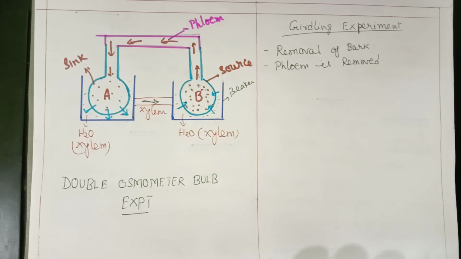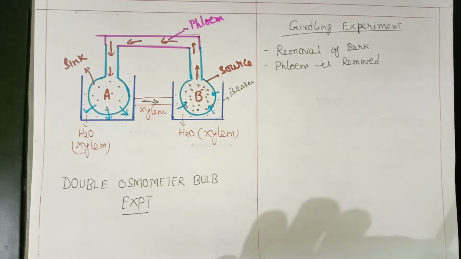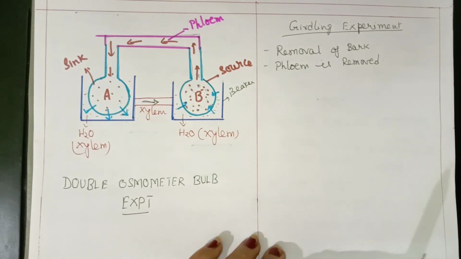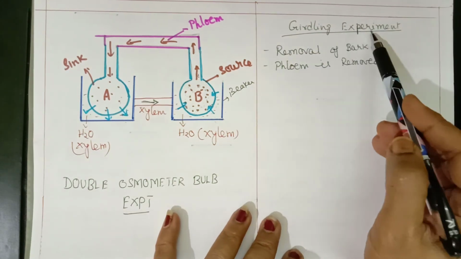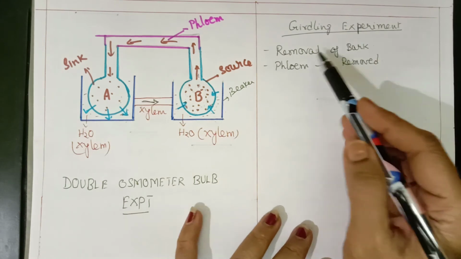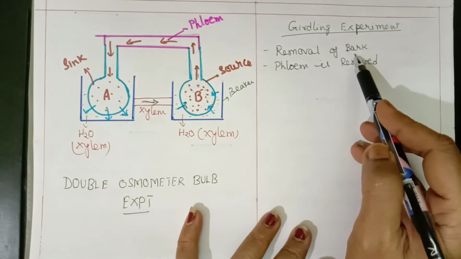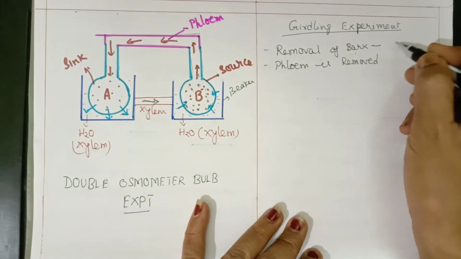which is explained by which mechanism? The pressure flow hypothesis, or it is called the mass flow hypothesis. Now the last part of this topic: we will see what is the girdling experiment. The girdling experiment is removal of bark. A girdle means bark. Removal of bark, girdle.